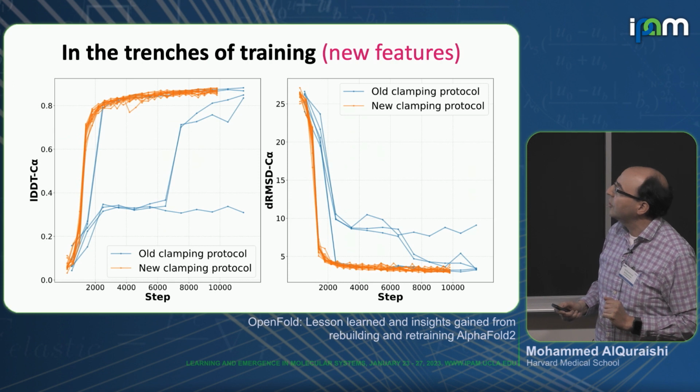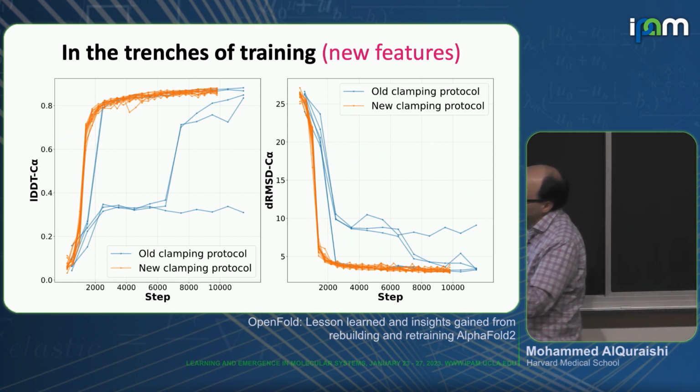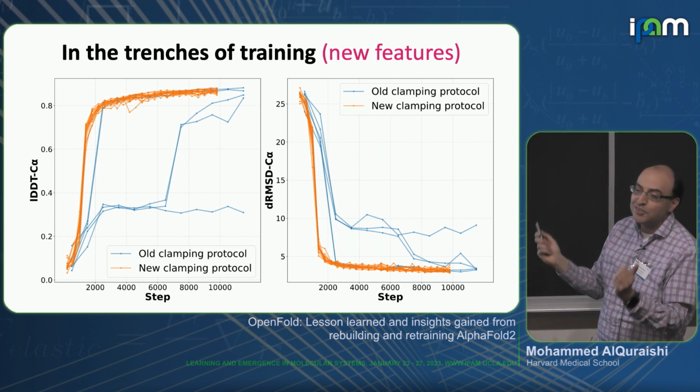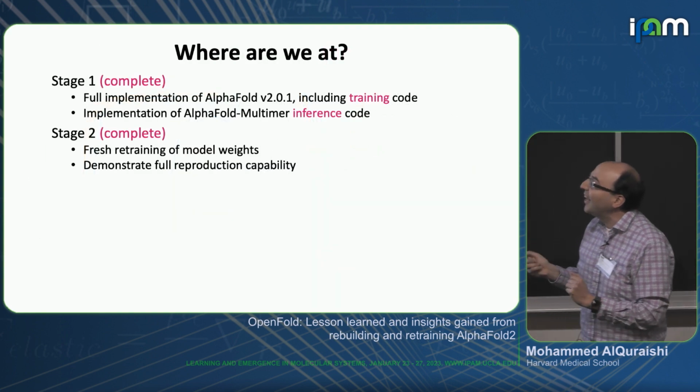I'll skip this, it's not so critical. I'll just say, we did a trick in the training procedure where we slightly modified the loss function, and this is the new clamping protocol, where we got the model to train much more stably. This is a technical detail, but we think we've improved the stability of the training, which is something to be proud of, given that DeepMind designed this.